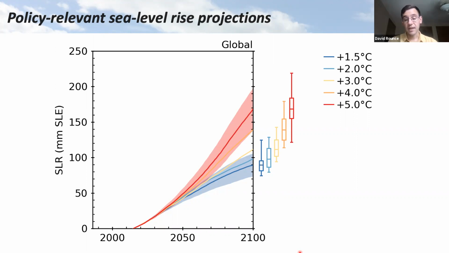Now, if we don't take action as a global society and eventually experience increases on the order of +5 degrees, which I really hope does not happen, then we'd be following scenarios that are closer to those SSP 585. And then we'd obviously see significantly more sea level rise, on the order of approximately 170 millimeters of sea level equivalent by 2100.